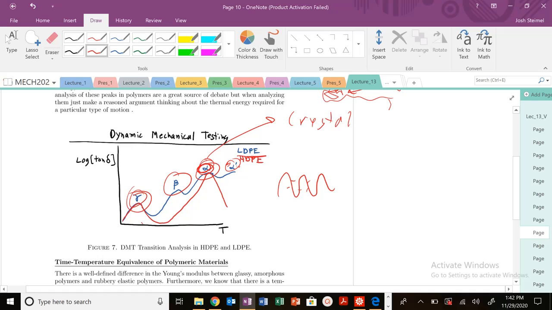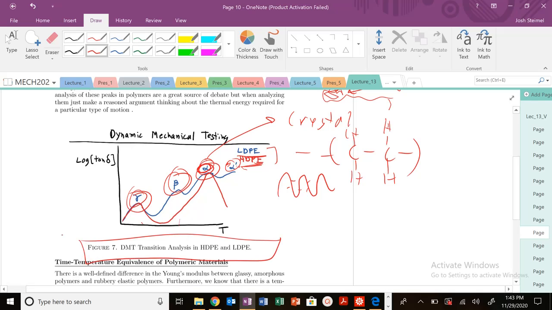We can also tell structural differences between these two polymers. Their monomer unit, or repeat unit, is exactly the same, but we see these stark differences in behavior due to this branching effect. And we can isolate and see, okay, at this temperature, this thermal energy, these chains are able to access motion that is not accessible for HDPE because there are no branches. So again, we can tell structural differences, and we can tell at what energies these transitions are occurring. So DMT is a very, very powerful analysis tool.